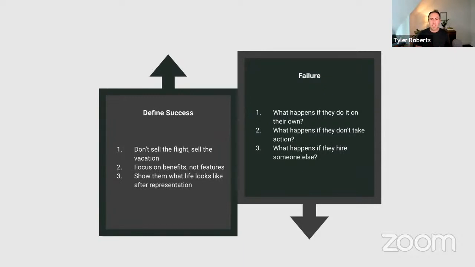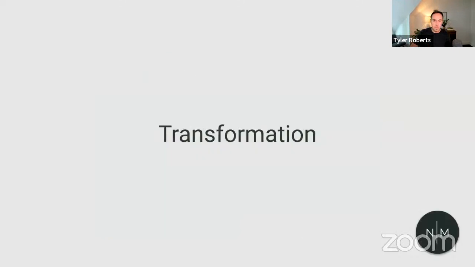Also talk about what happens if they hire someone else. If they don't hire your law firm, what are they going to miss out on? If they hire Morgan & Morgan as opposed to your personal injury firm, are they going to get the same level of care? Are they going to have the same connection to the attorney? Are they going to get the same number of updates? Explain to them how hiring your firm can benefit them over hiring someone else.